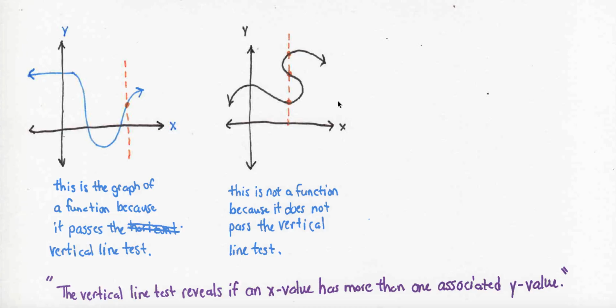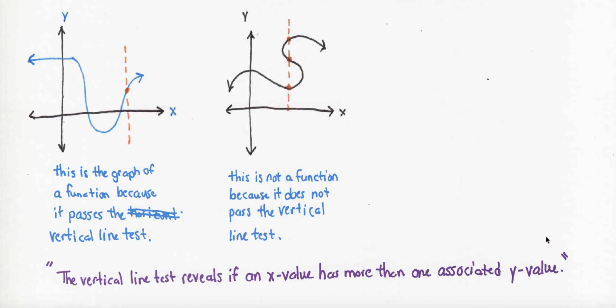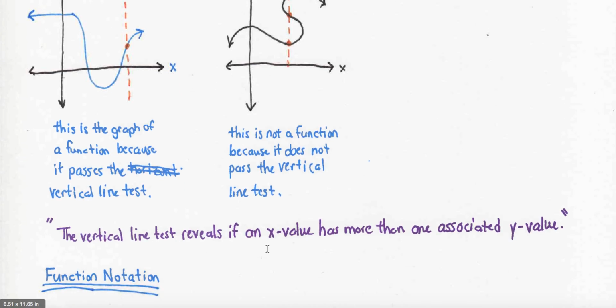Question: what does the vertical line test do? What does it reveal? Well, the vertical line test reveals if an x value has more than one associated y value. And so in the first picture, we can see that every x value is assigned only one y value because every vertical line only touches the graph once. Now here, there are some places where if I drew a vertical line, it would only touch once, like right here where my cursor is. But the point is that there is at least one place where if I draw the vertical line, it's going to touch more than once. And so that's what the vertical line test does for us.